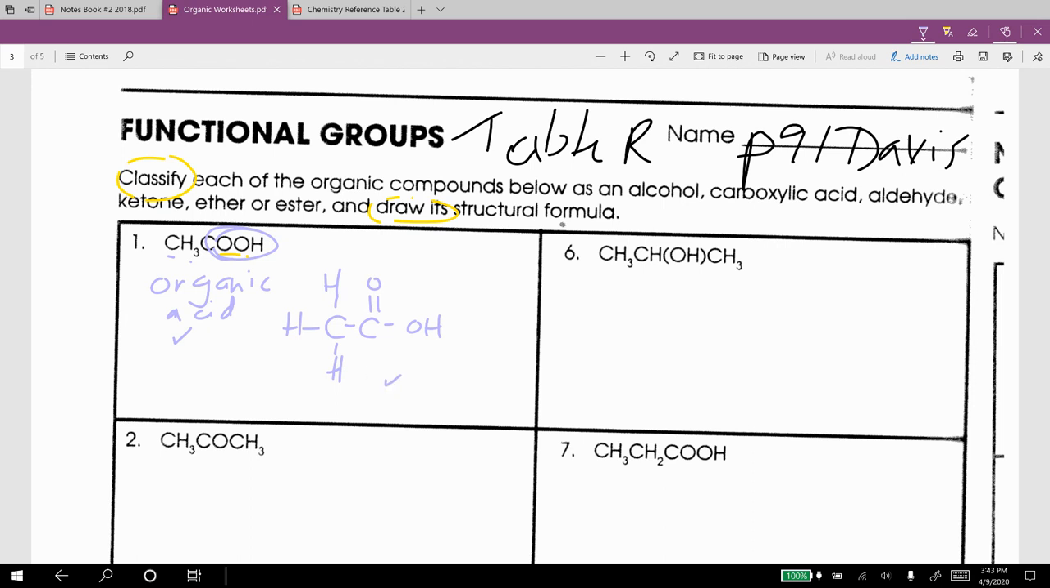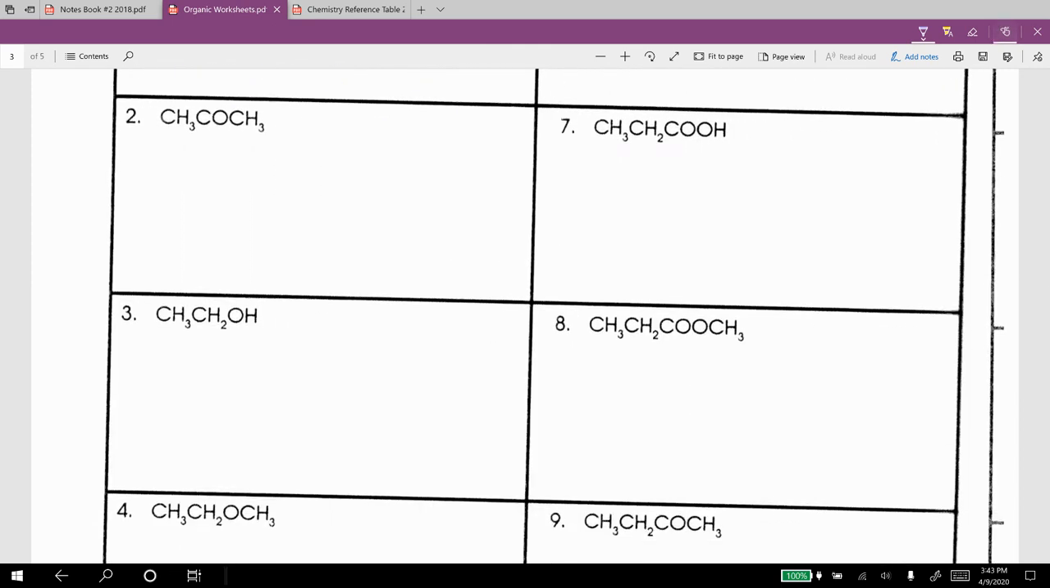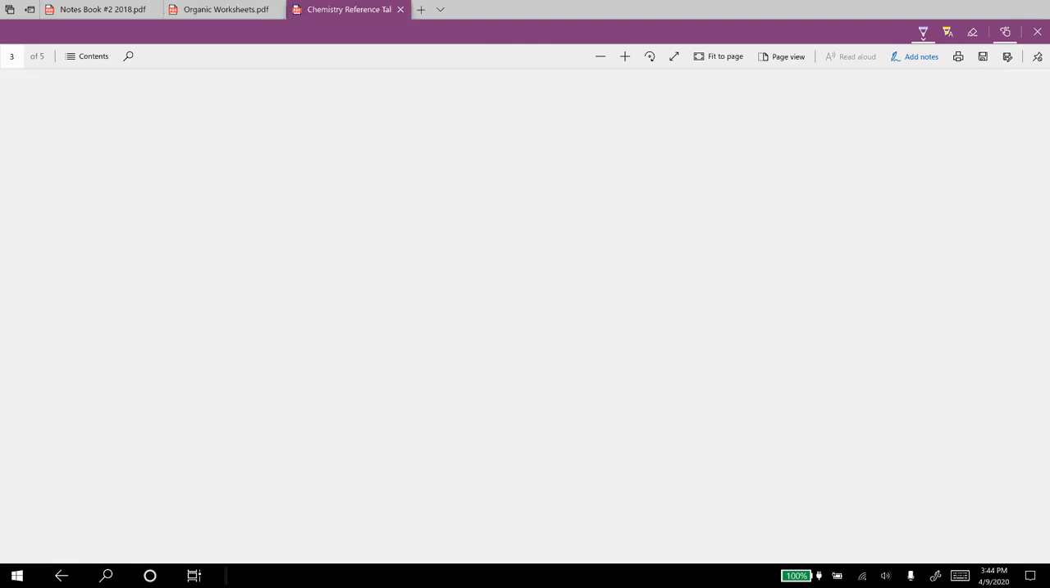All right, so now let's take a look at the next one. I need to classify, and I also need to draw the structure. So I have a CH3COCCH3. Then I need to look at it, and it can only be one of the ones that has 1 oxygen, and I'm going to look at the placement of the oxygen. The oxygen's in the middle between some carbons. So back to my reference table.